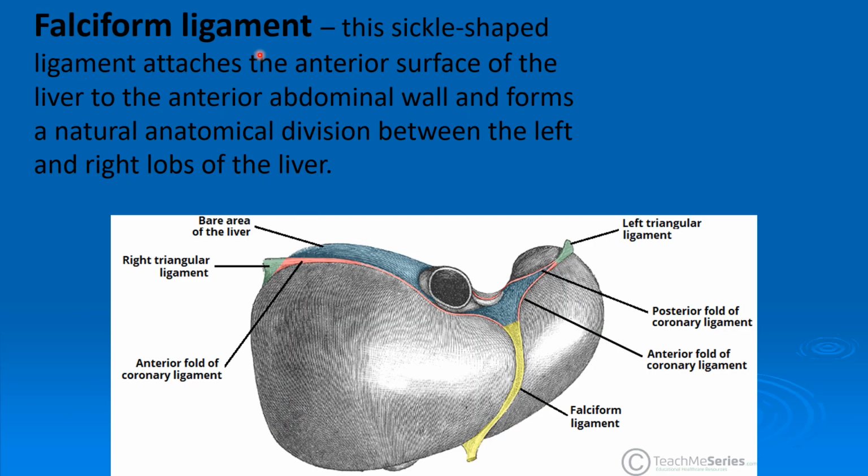About the falciform ligament. This is a sickle-shaped ligament. It attaches the anterior surface of the liver to the anterior abdominal wall, and it divides the liver into right and left anatomical lobes as we have seen already. This is the sickle-shaped falciform ligament. This is the left lobe, this is the right lobe, divided by the falciform ligament. It attaches the liver to the anterior abdominal wall.